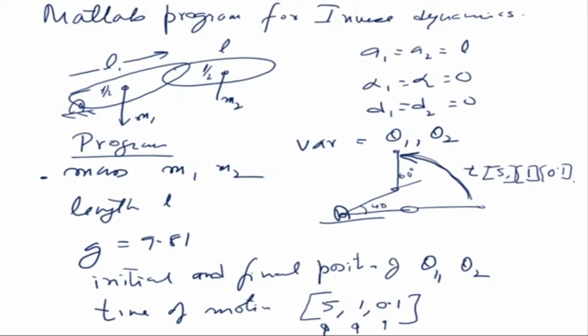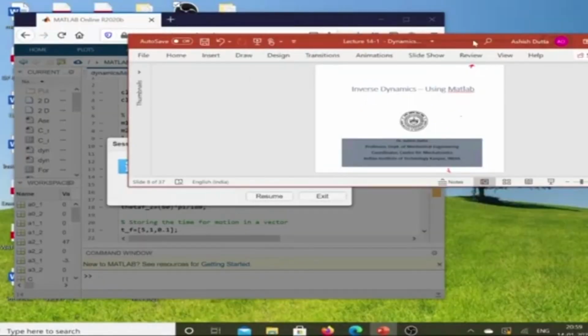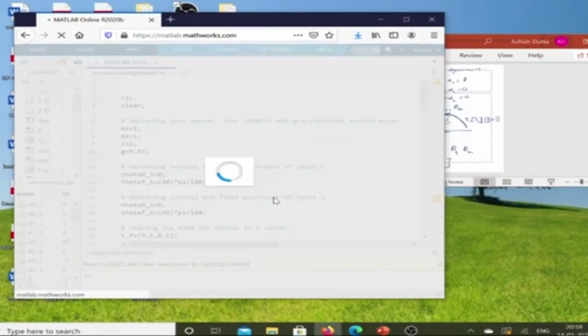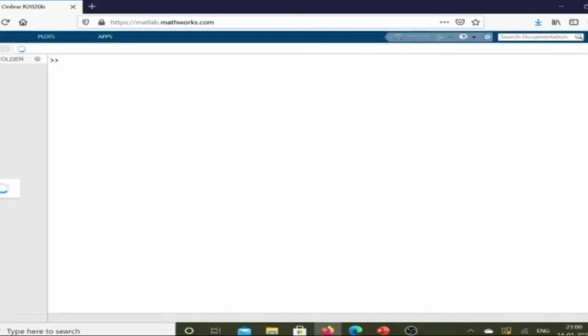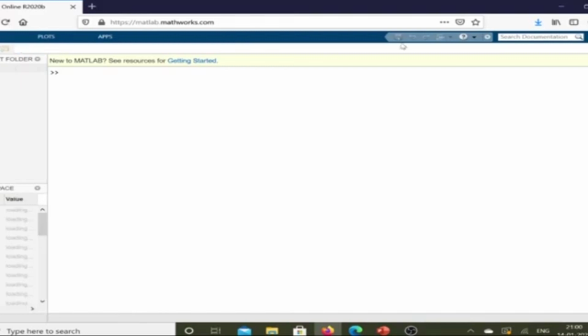So let me open MATLAB. I'll just close this and open MATLAB. So here we are opening the MATLAB window. I'm using online MATLAB. What comes out in the first screen is the command window. It's online, so it's a little slow compared to a desktop one. Okay, so we are here.